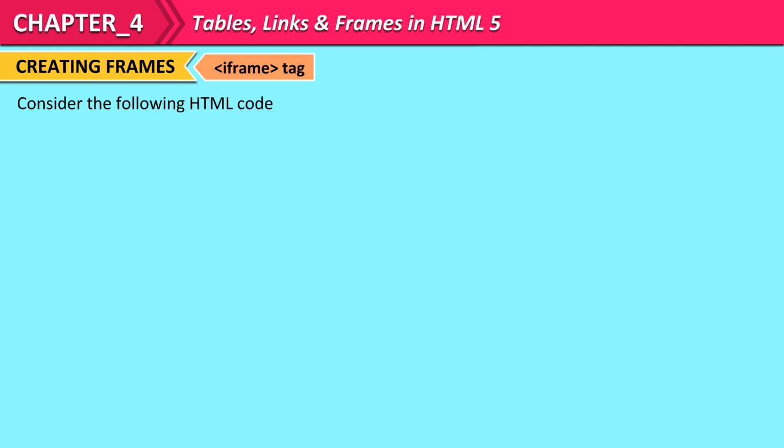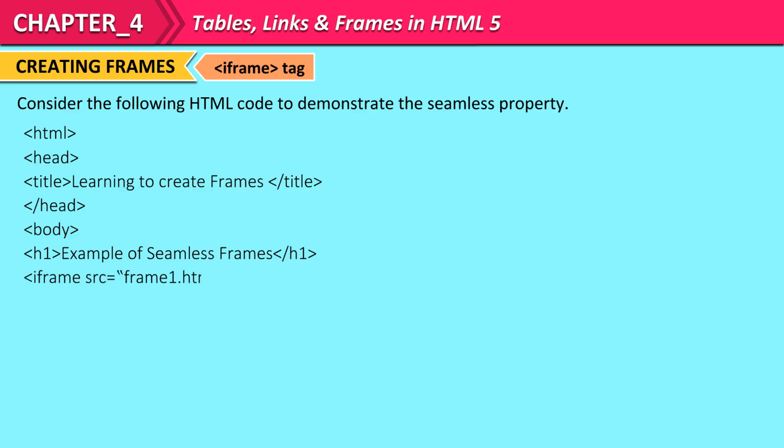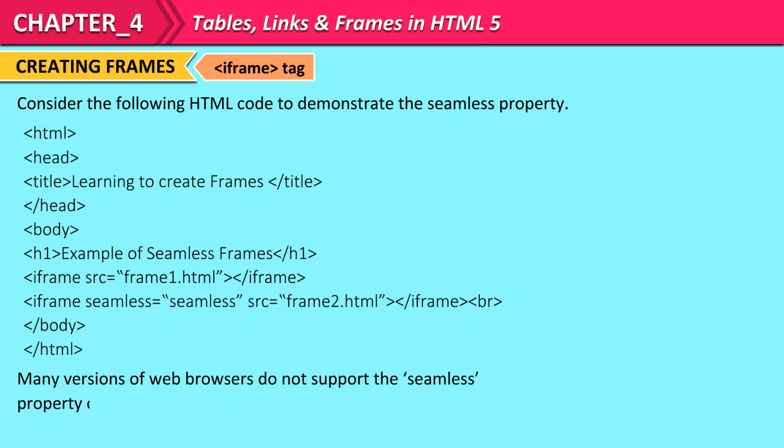Consider the following HTML code to demonstrate the seamless property. <html>, <head>, <title>Learning to create frames</title>, </head>, <body>, <h1>Example of seamless frames</h1>. <iframe src="frame1.html"></iframe>. <iframe seamless="seamless" src="frame2.html"></iframe>, <br>, </body>, </html>. Many versions of web browsers do not support the seamless property of frames.